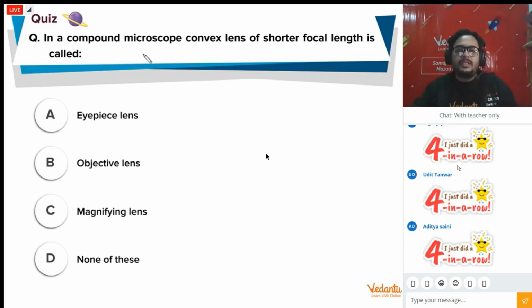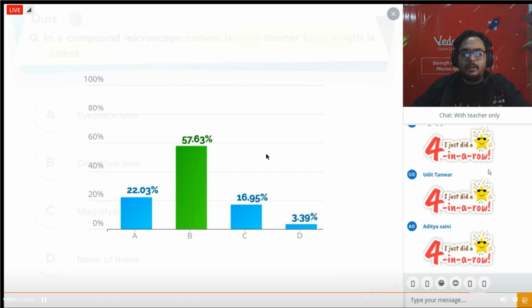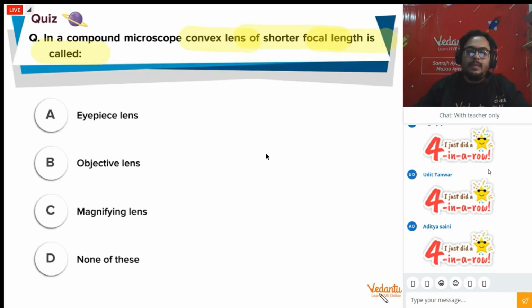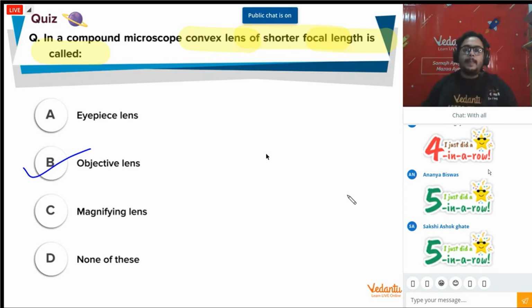So the question is in front of you. In a compound microscope, convex lens of shorter focal length is. Which lens has shorter focal length? Think about it. 57%. Wow. So you did not focus on the main thing which I told you in the beginning. Shorter focal length is of the objective. Did you understand?